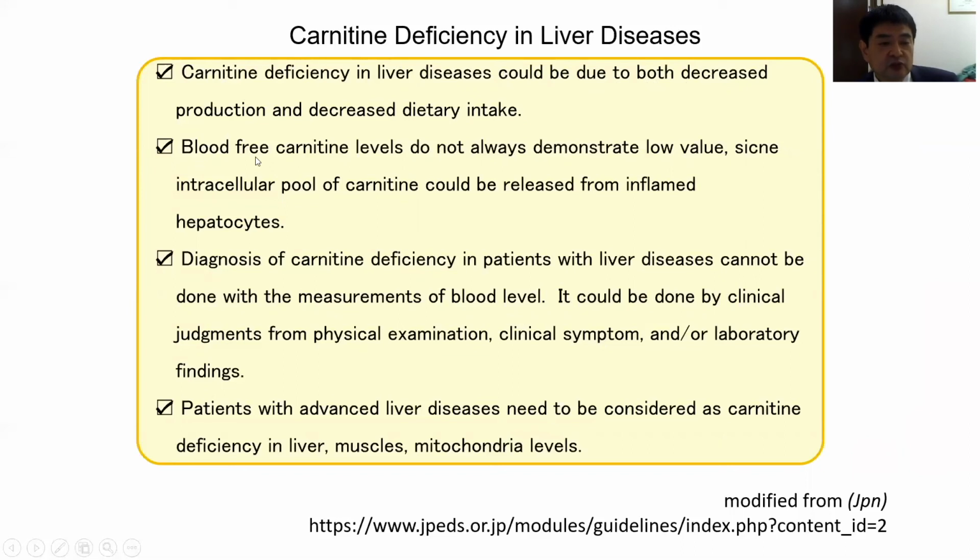Unfortunately, blood-free carnitine levels do not always show low values, since the intracellular pool of carnitine could be released from inflamed hepatocytes. So it is not reliable as a diagnostic tool. Diagnosis of carnitine deficiency in patients with liver disease cannot be done with a measurement of blood level. It can be done only by clinical judgment from physical examination, clinical symptoms, and laboratory findings. Patients with advanced liver disease need to be considered as having carnitine deficiency in the liver, muscles, and mitochondria at the cellular level.